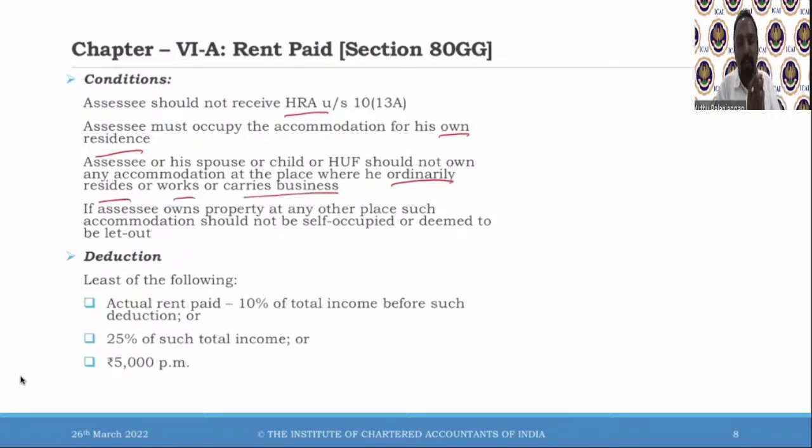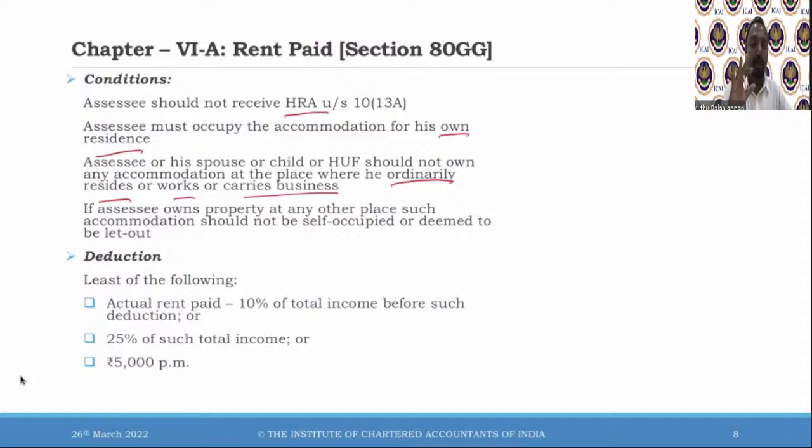So possibly, if a person is working in Mumbai, the assessee, spouse, or children should not own any accommodation. In case of HUF, any member of HUF should not own any accommodation. So the assessee, spouse, children, or the HUF that he is part of should not own any accommodation in the place where he ordinarily resides, works, or carries on business.